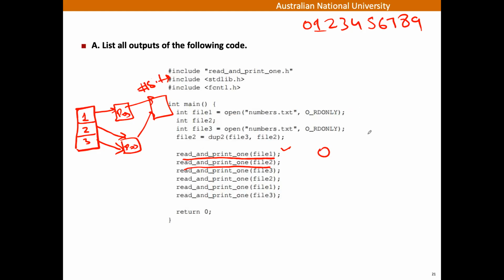So the second line will print what? What will the next line print? What about the next one? What about the next one? The last one?